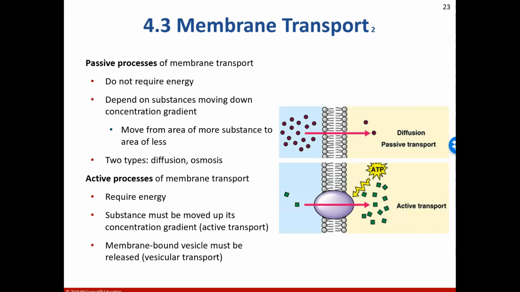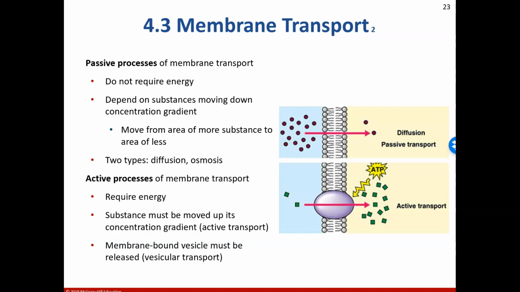First, let's differentiate between passive processes and active processes. Passive processes do not require energy, and that's ideal, right? And it's dependent on substances moving down their concentration gradient, meaning we're going from an area of a high concentration of, let's say, this ion of the brown circles, to an area of a lower concentration of these ions. And we have two different types, like we mentioned in the slide before, diffusion or osmosis.